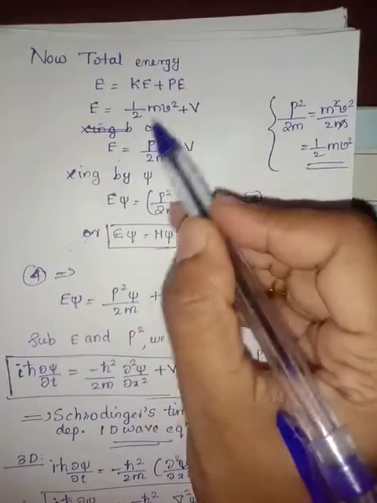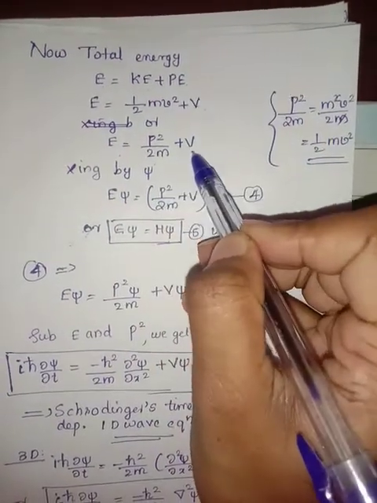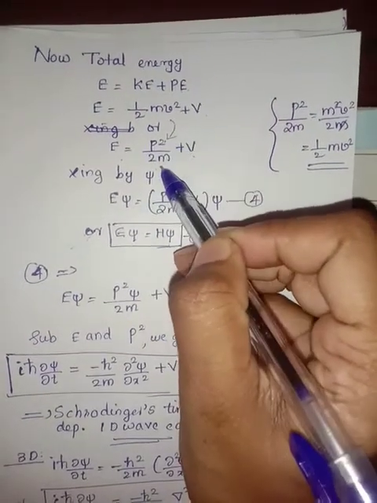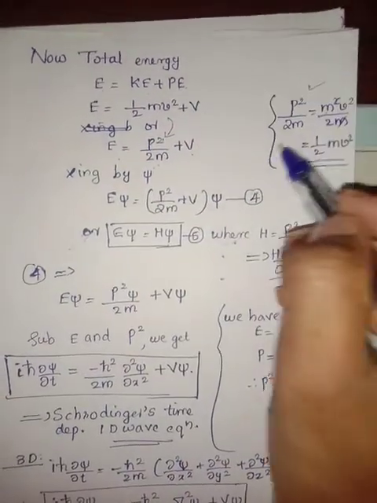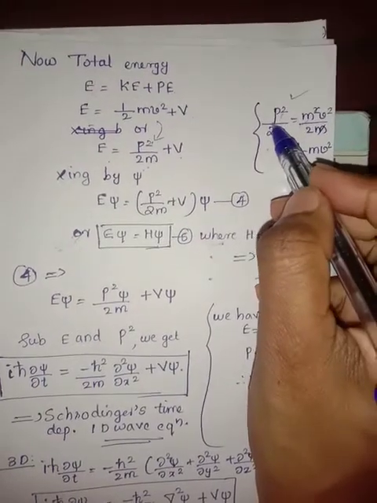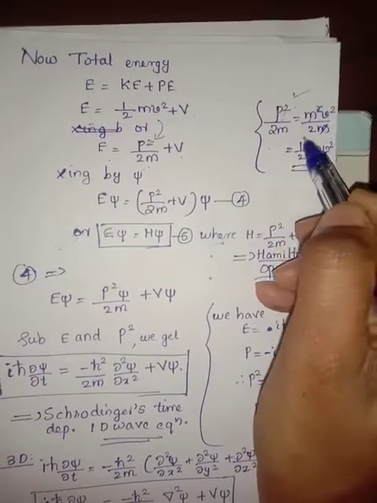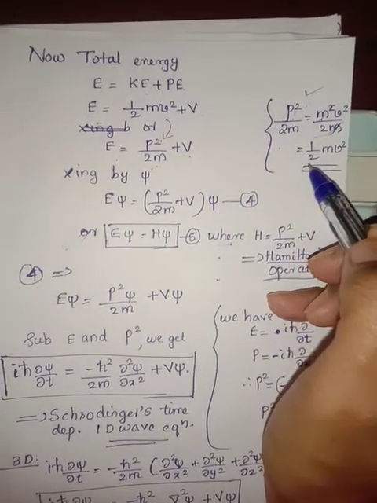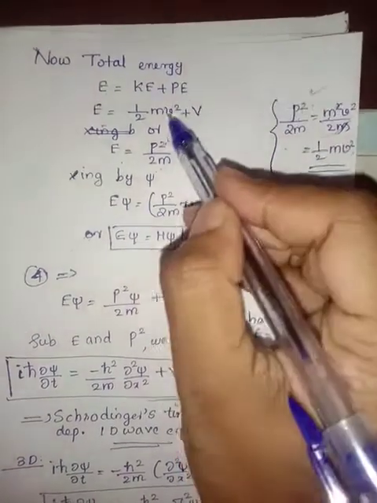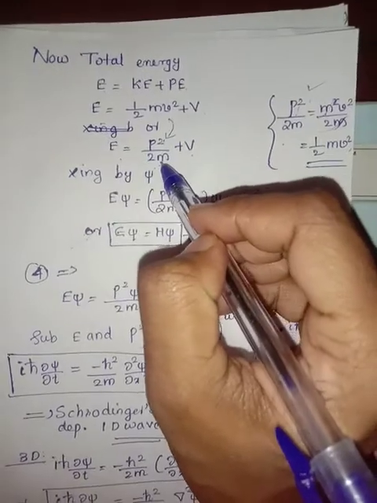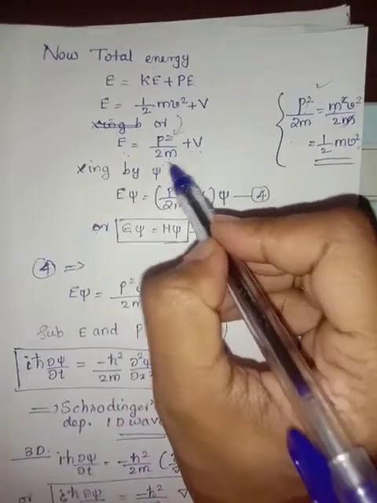Or we can write E is equal to P square by 2m plus V. Kinetic energy can be written as P square by 2m. If you have any doubt, you can look here. P square by 2m, where P is equal to mass into velocity, so P square is equal to m square V square divided by 2m. The m can be cancelled, so that we obtain half mv square. So instead of half mv square, we can write P square by 2m. So E is equal to P square by 2m plus V.